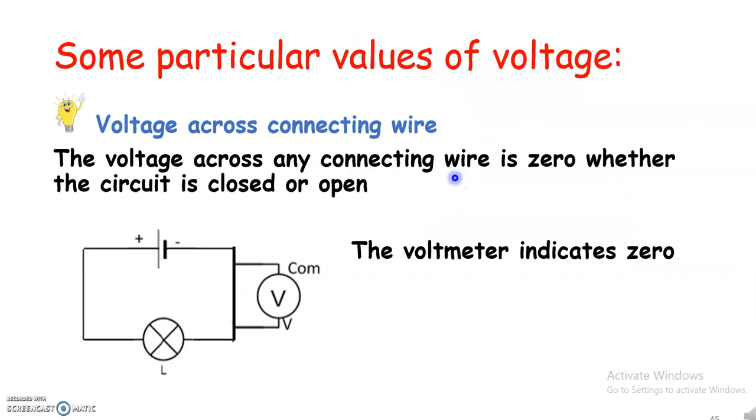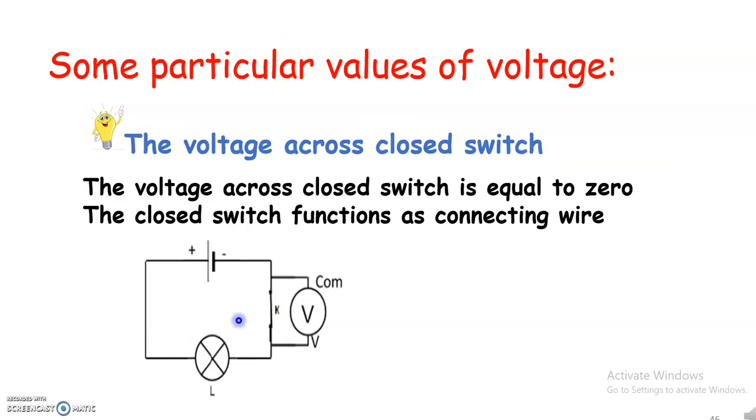Now let's take a look about some particular values of voltage. In this circuit, the voltmeter is facing a connecting wire. It's connected parallel to this connecting wire. So the voltmeter reads the voltage across this connecting wire. Please remember: the voltage across any connecting wire is 0, whether the circuit is closed or open.